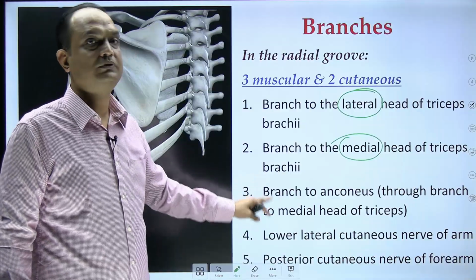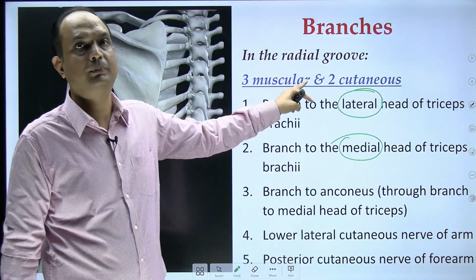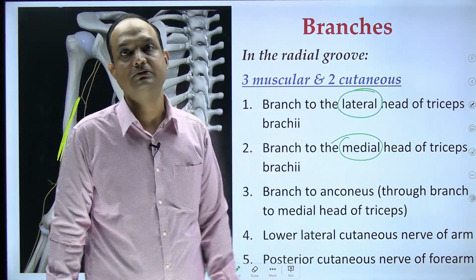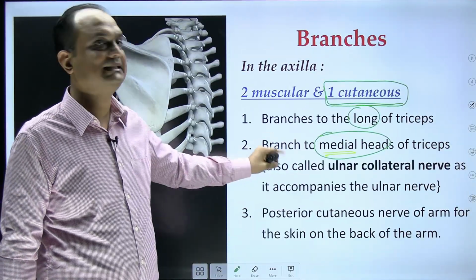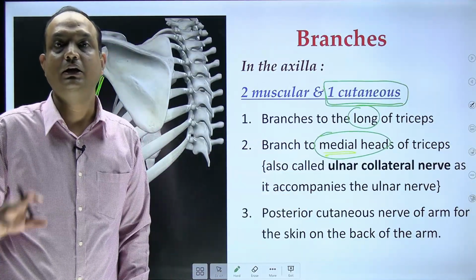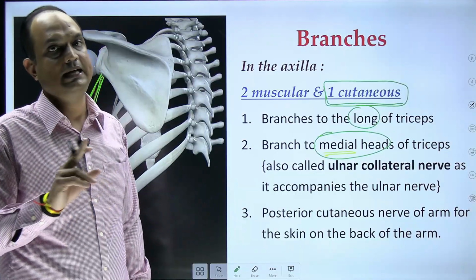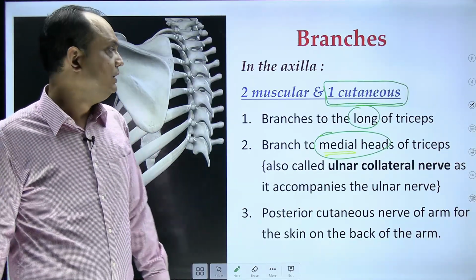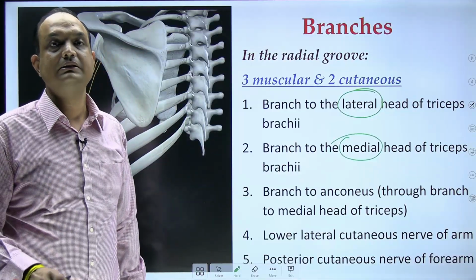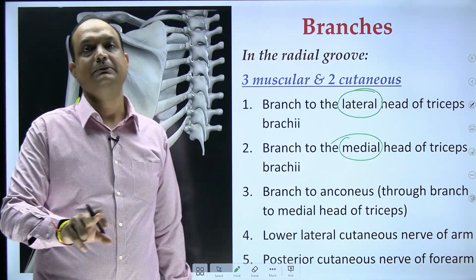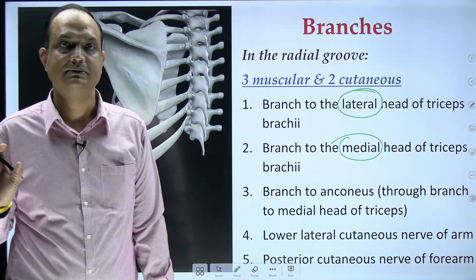Now, some books say that this radial groove branch which is supplying the medial head is known as ulnar collateral, but most of the books accept the concept that the ulnar collateral nerve arises in the axilla, not in the radial groove. But at the end you have to keep this in mind that the ulnar collateral nerve is a branch of radial nerve and it supplies the medial head of triceps.